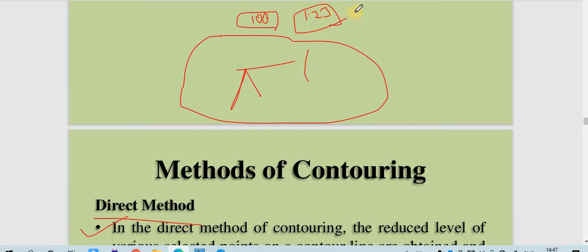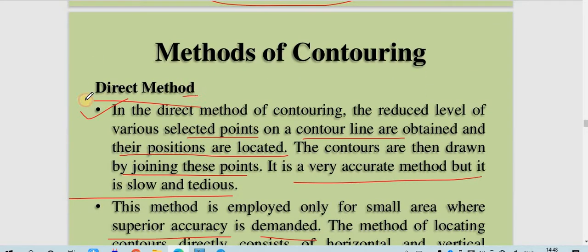And once you get the value of 1.23, you will have to draw a contour related to that only, okay. So this is a very tedious process, because in this big area we have to find out the reading of 1.23. So this becomes a very slow and very tedious process. That's why it is not generally adopted. Mostly the method which is adopted is the indirect method, okay.